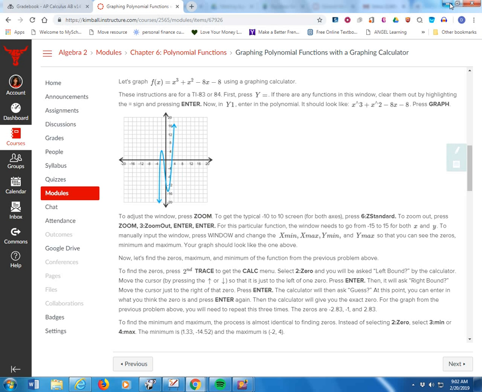Do we need it exactly right? It doesn't matter as long as it's above. And then you're going to hit enter again. And then it says guess, question mark, and you say, yep, go ahead and guess for me, calculator. Negative 2.8. Yep.